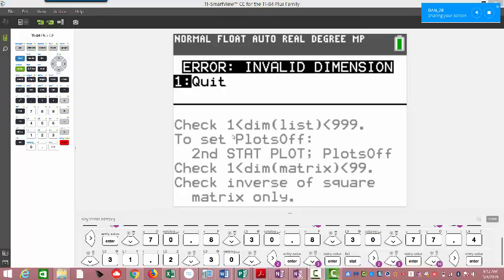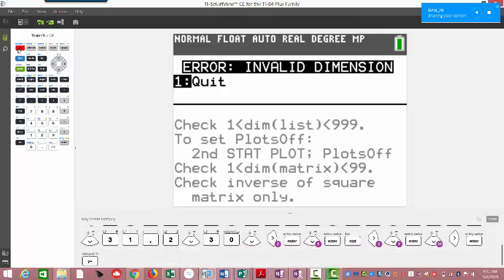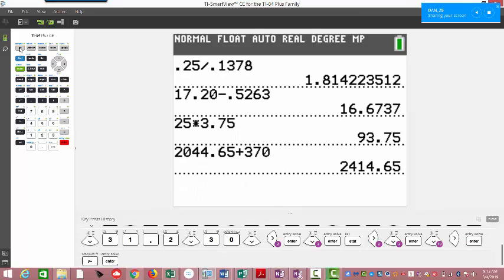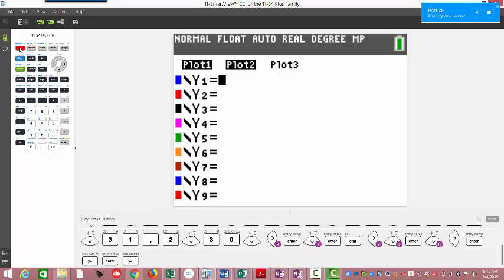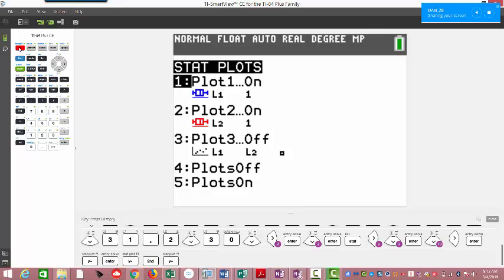When you're trying to look at your graph and you get some sort of dimension error, probably go into your y equals. Oh, I got to quit this first. Go into your y equals. You probably have something saved. I didn't, but that is the most common thing as to why it doesn't show your graph, is because you have something graphed. So do your stat plots need to be off?